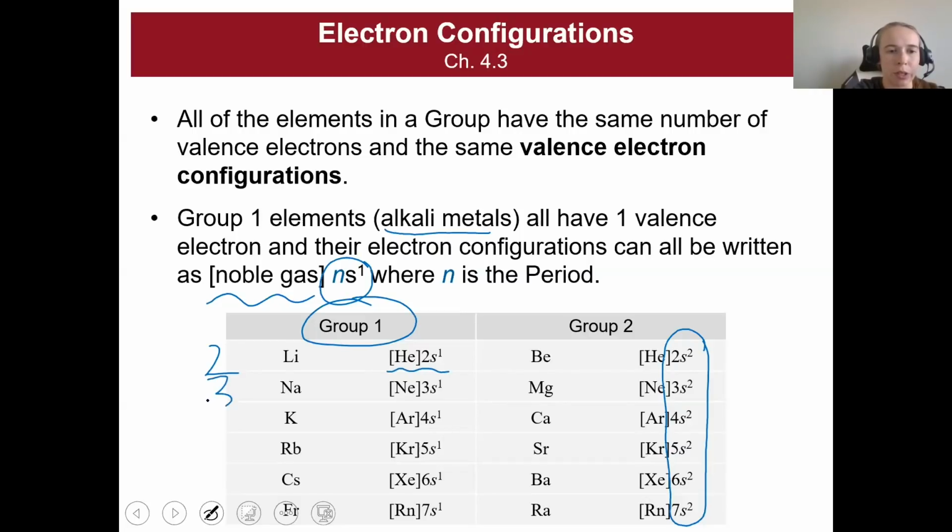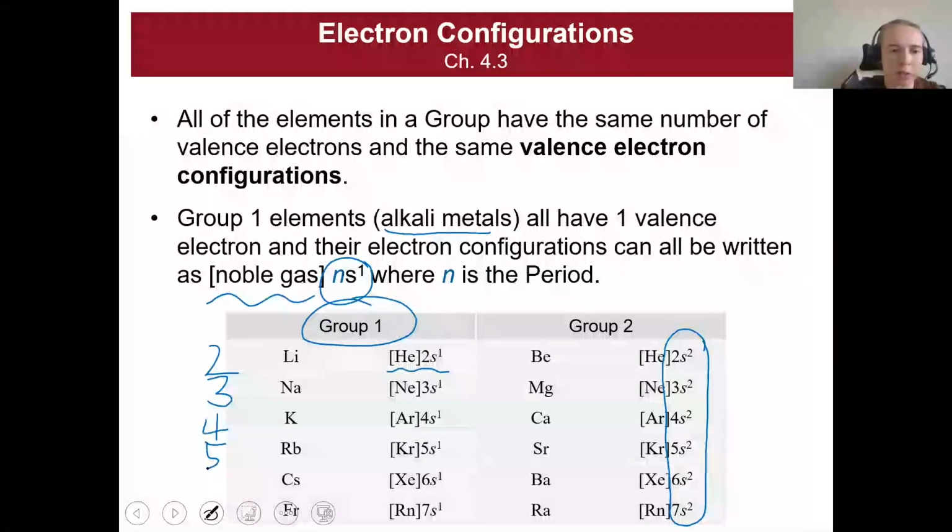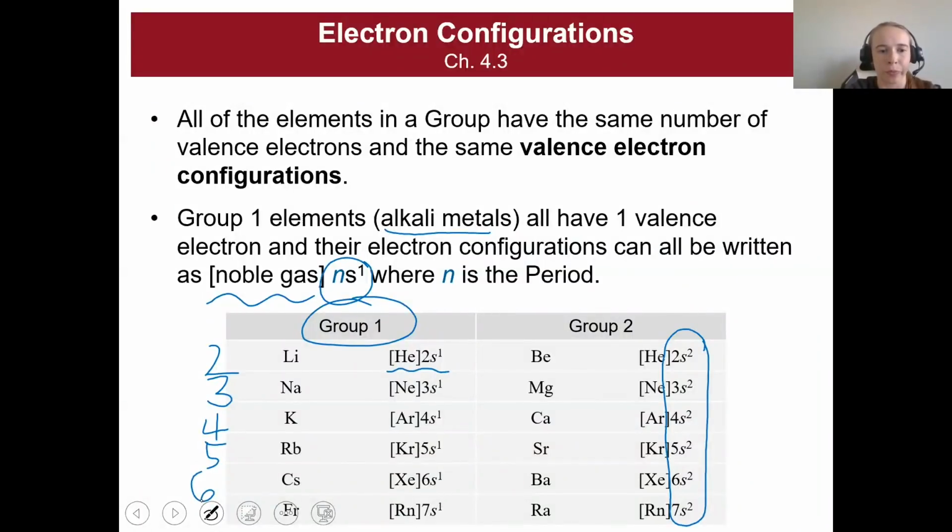Sodium is in period 3, and then we got 4, 5, 6, and 7 down there at the bottom. I ran out of room. So sodium, we've got neon, 3s1. Potassium, which is K, we've got argon, 4s1. Rubidium, Rb, we've got krypton, 5s1. And cesium, we've got xenon, 6s1. And francium, radon, 7s1. And then here is our radium that we just did in our practice problem.